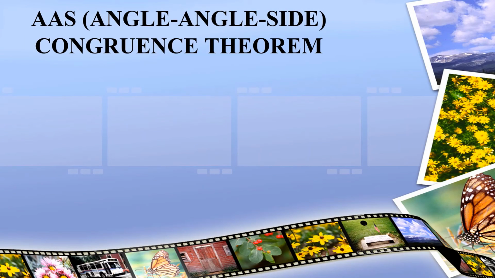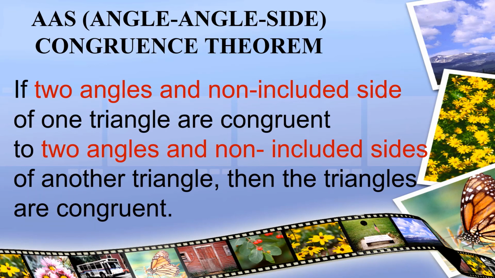To show that the two triangles are congruent, we can also use the AAS congruence theorem, or the angle-angle-side. It states that if two angles and non-included side of one triangle are congruent to two angles and non-included side of another triangle, then the triangles are congruent.